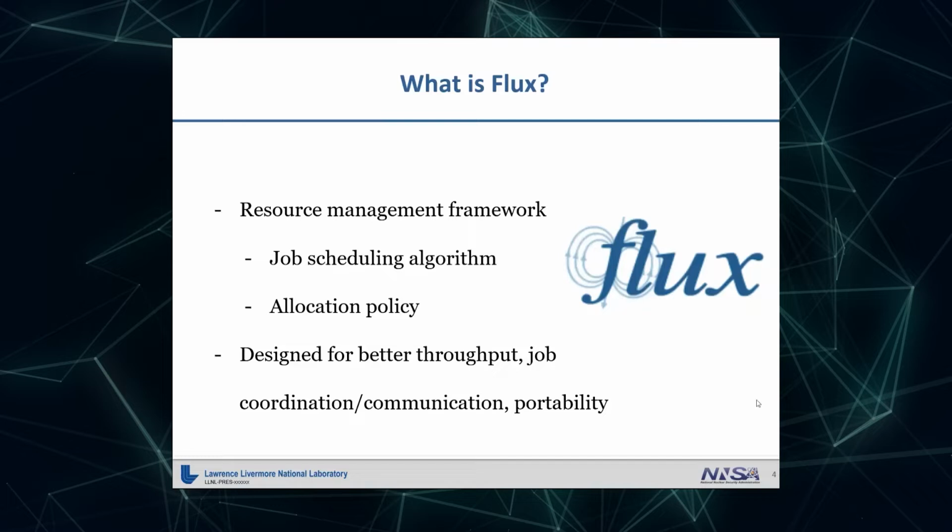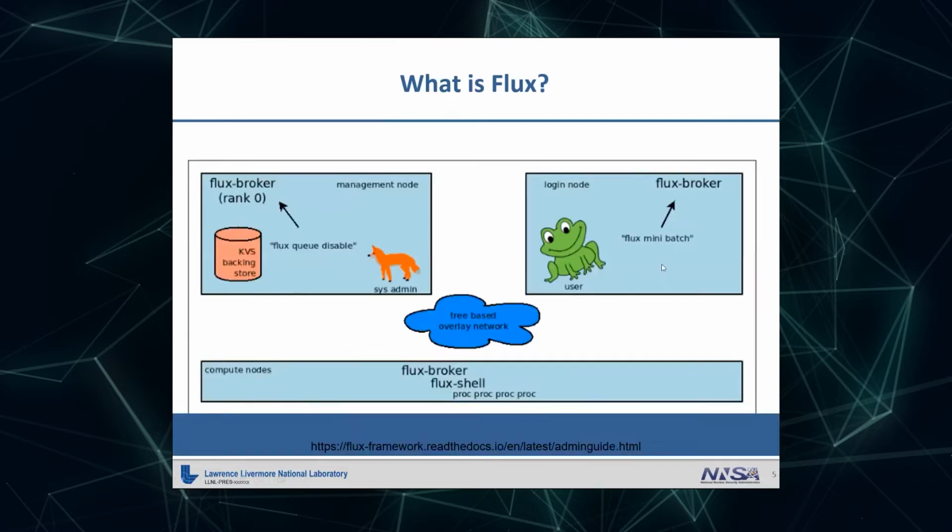On the next slide, I have a diagram displaying how Flux works. So the red box can be seen as a sysadmin, and he's the one who starts a Flux instance, which then starts a Flux broker on rank 0. And this happens on a management node. And then the green frog is the user who submits jobs with commands like flux mini batch, which then gets sent to the Flux broker. And this happens on the login node.